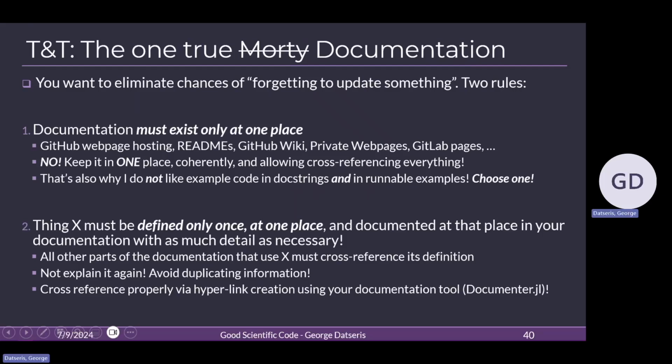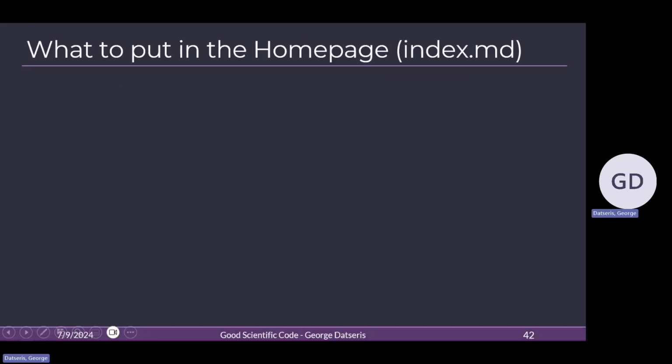The principle here is that documentation should exist only in one place, in my opinion. Don't spread documentation across READMEs and GitHub wikis and private web pages and GitLab pages. I have seen all of this in practice. It's better if all the docs are in one singular place. The other thing is that a thing in your documentation should also be defined in only one place. If you explain something, you should do it only in one place and just cross-reference this explanation. Don't copy-paste things around. Nice meme, but we have to carry on.